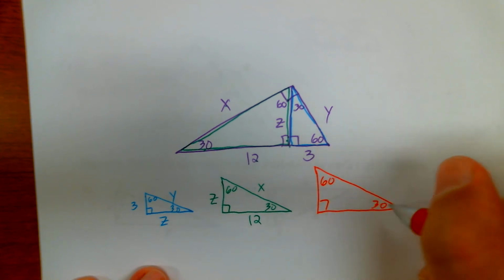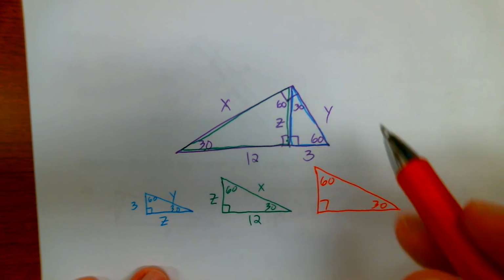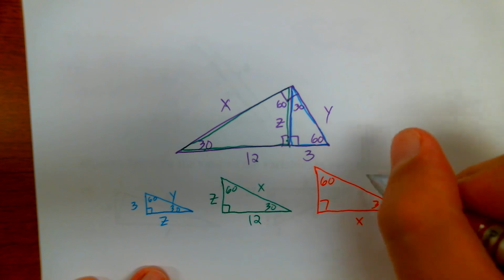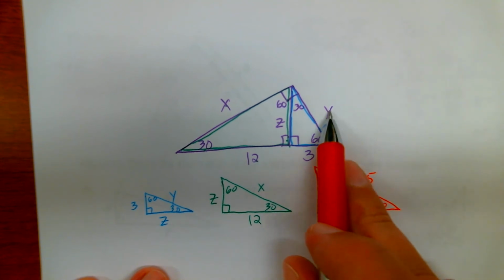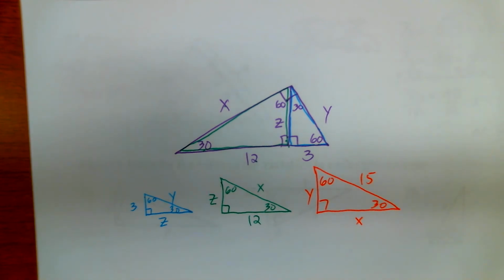Papa triangle. 60, 90, 30. Okay, for my Papa triangle, X is between the original 90 and the 30, so X goes here. The hypotenuse is the 12 plus the 3, that's 15 for the whole hypotenuse, and the Y is between the 60 and the 90. Okay, so I got everything labeled. So now everything's the same, I just have an extra variable to solve for.